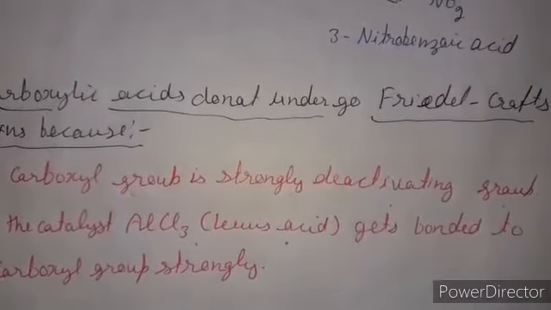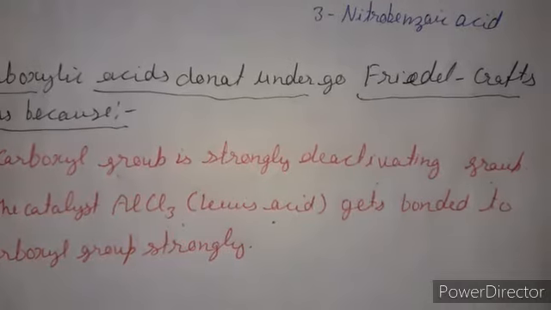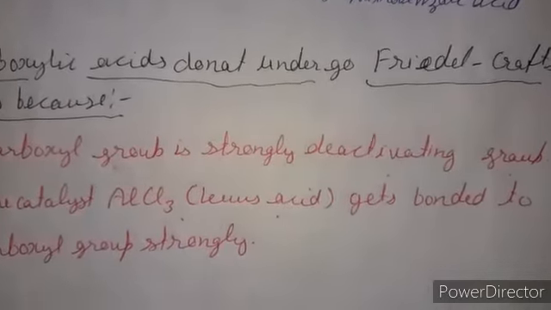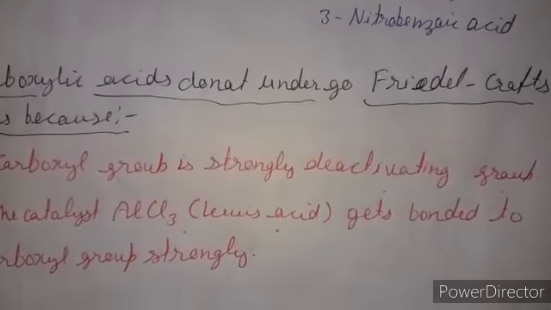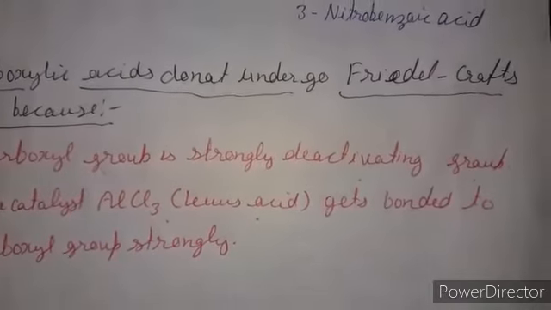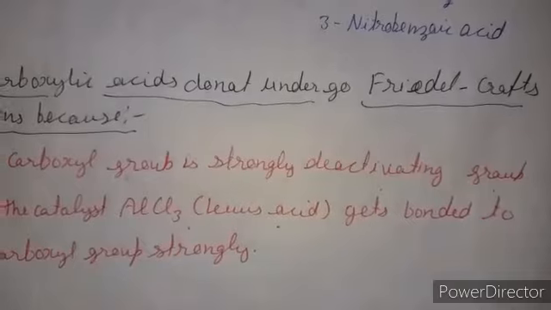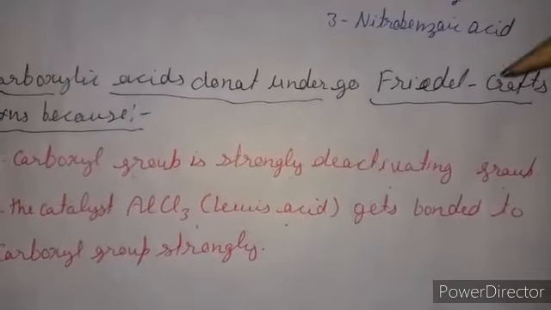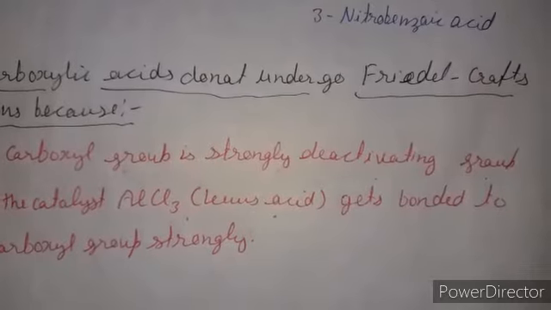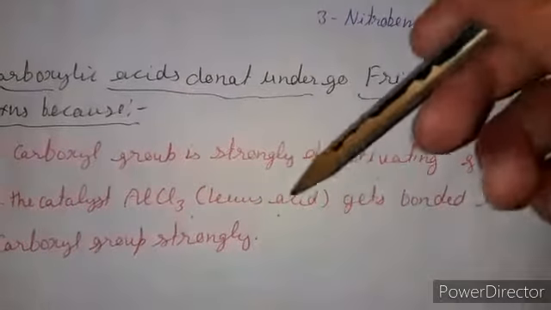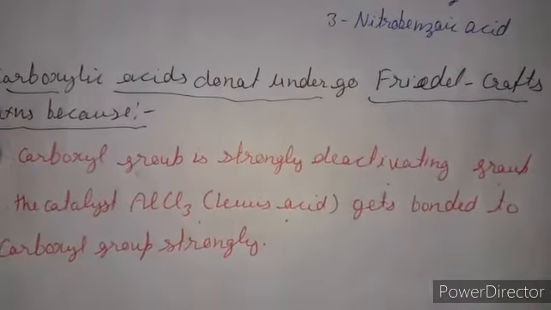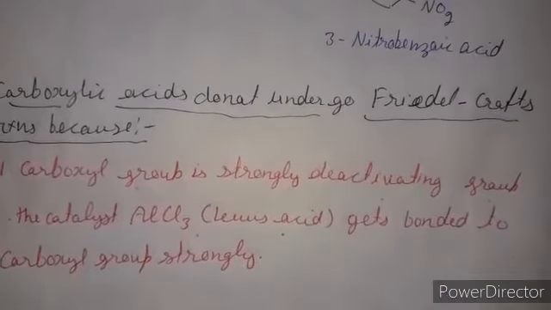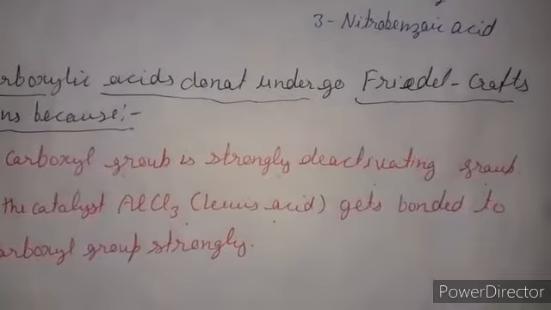So these are the electrophilic substitutions. Only three electrophilic substitution reactions are shown by carboxylic acid, that is nitration, sulfonation and halogenation, but they do not undergo Friedel-Crafts alkylation or acylation reaction. Clear? So the carboxyl group is strongly deactivating, and the catalyst which acts as a Lewis acid gets bonded to the carboxyl group strongly. That's why they do not undergo the Friedel-Crafts reaction.